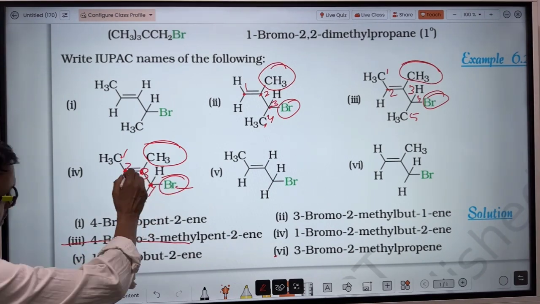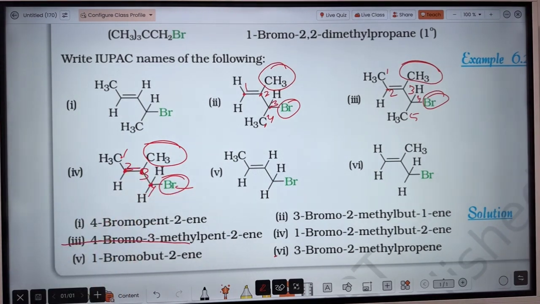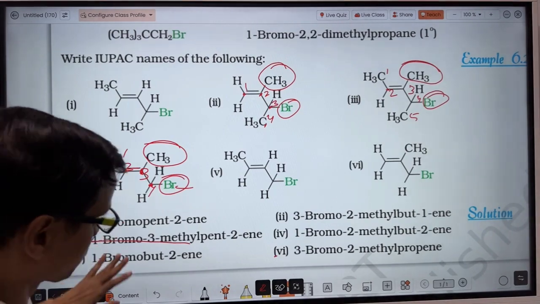Okay, here the functional group and the double bond are both acquiring the same position. Listen here, watch out again.